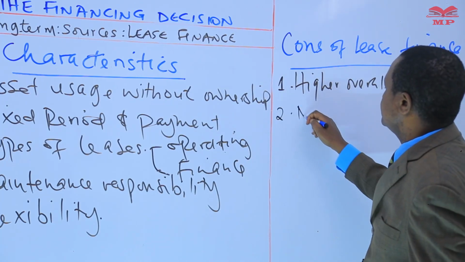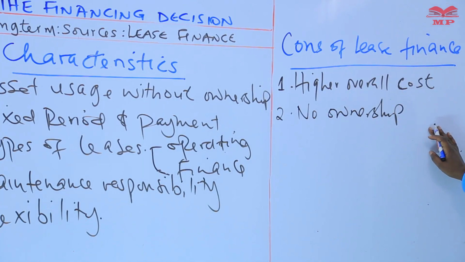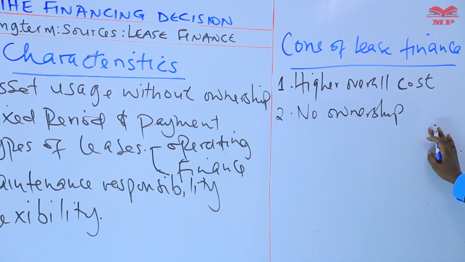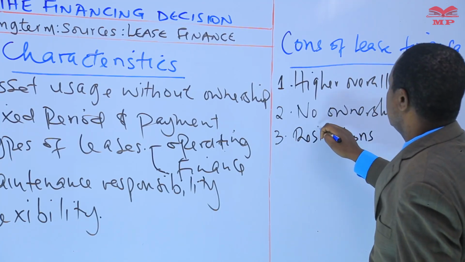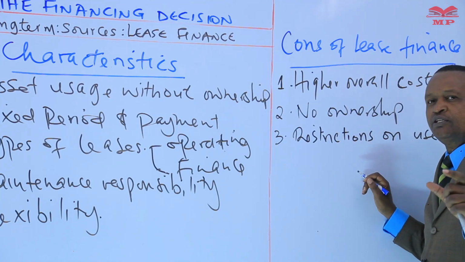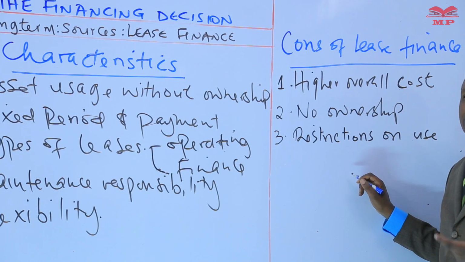Number two, we've seen that the lessee does not own the asset, no ownership. With lease finance, the business never owns the asset outright unless it exercises a purchase option at the end of the lease term. And that means a business doesn't benefit from asset appreciation. Three, restrictions on use. Some lease agreements come with restrictions on the use of the leased asset. And any violation of such terms could result in penalties or even termination of the lease agreement. That's a disadvantage. Restrictions on use.